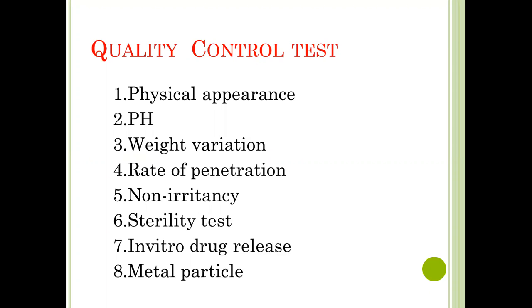Okay. The next test after weight variation is rate of penetration. Rate of penetration gives an idea about the type of ointment. Depending upon the ointment type, epidermic ointment, endodermic ointment, and diadermic ointment, after application they release their medicament into the skin and produce a systemic effect. Sometimes they are partially absorbed, and sometimes they are not absorbed. It depends upon the type of ointment.